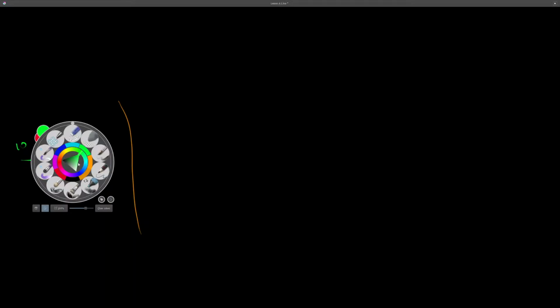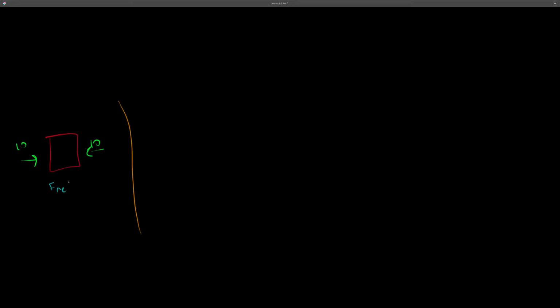Scenario 1 is if the net force on an object is 0. What does it mean when the net force on the object is 0? If I have a box here and I apply a force of 10 here and a force of 10 here, they cancel out, right? Same magnitude, different direction. So the net force here is 0. That means the object is in equilibrium. This is the first case, case 1 of equilibrium.